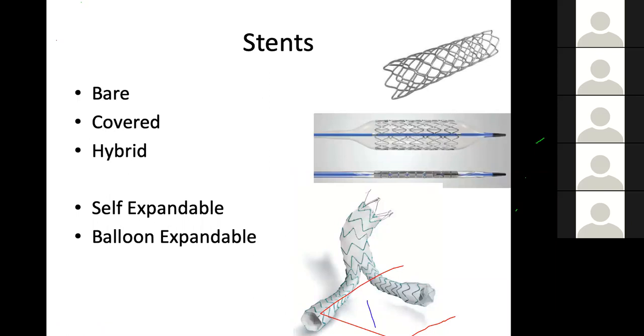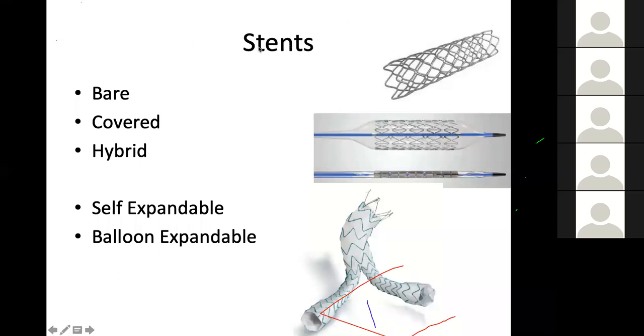Then we come to stents. Now, stents, as it stands, are all made of metal. They could be steel, they could be nitinol, they could be cobalt, chromium. So if you know that the stents could be made of steel, nitinol, or cobalt, chromium, that is good enough. As far as steel stents are concerned, these are not self-expanding. Nitinol stents are the ones which are self-expanding. Cobalt, chromium are also not self-expanding.